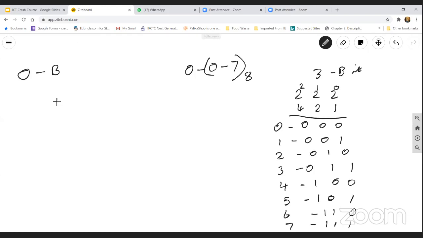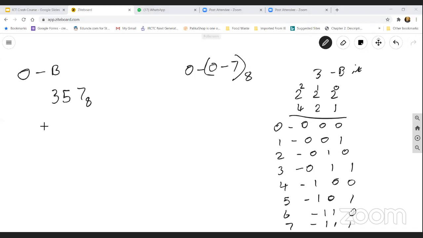For any octal number, tell me any octal number. Okay, I can write any octal number. 357 base 8. This is the octal number. So how to convert this octal to binary?